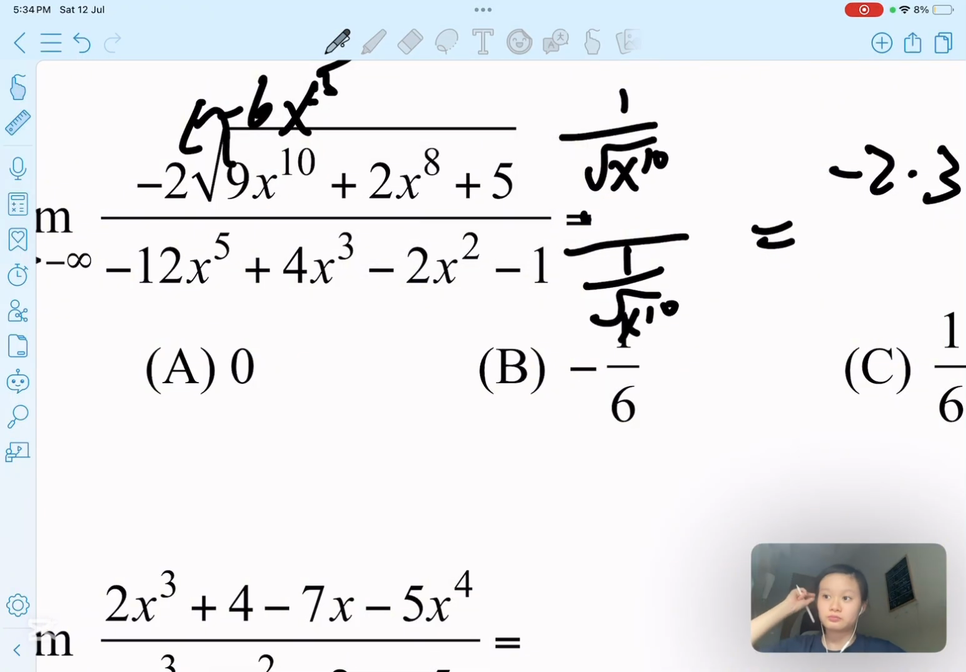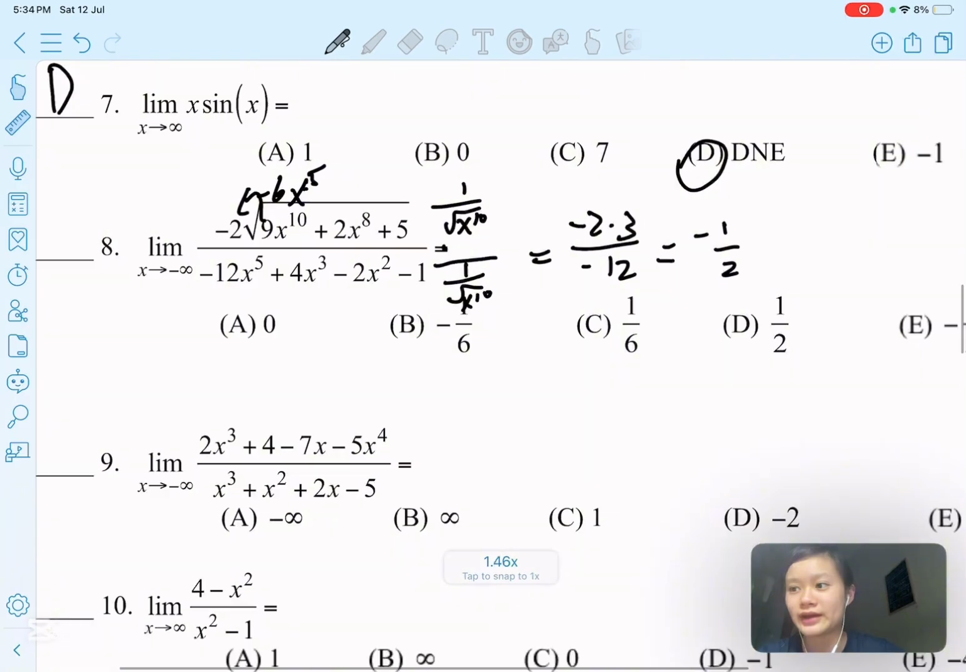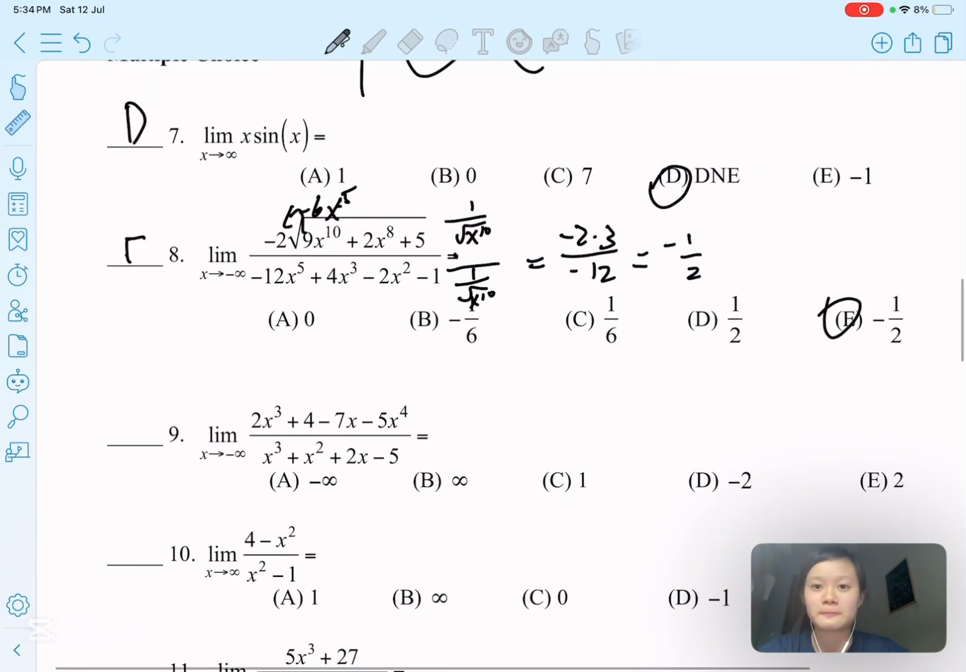Okay, so top is -6, and then the bottom is -12, right? Because we're taking the coefficients of the largest term. There's supposed to be a name. I don't remember the name of the largest term, but you'll see here, this is 6 over 12, so 1 over 2. However, this is only true if this is going to positive infinity. When it's going to negative infinity, everything flips, aka the sign also flips. So it becomes -1/2, option E.